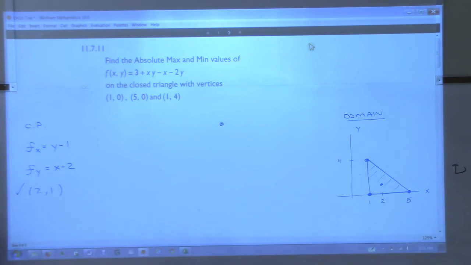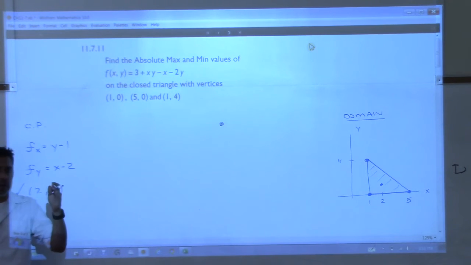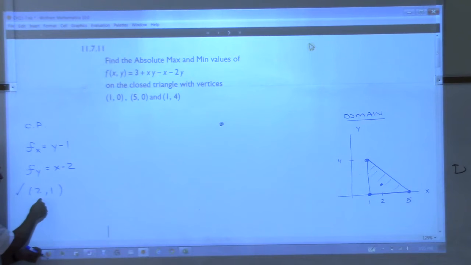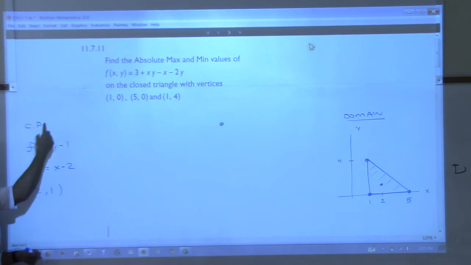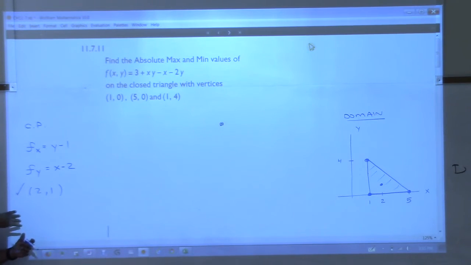And we'll be asking ourselves, just like we did in Cal 1 when we looked on the inside and then compared it to the endpoints, we're going to want to look at this plugged into our original function to see what its value is. So do you all want to do that now or do it at the end? It doesn't matter when we do it. You just do it now?